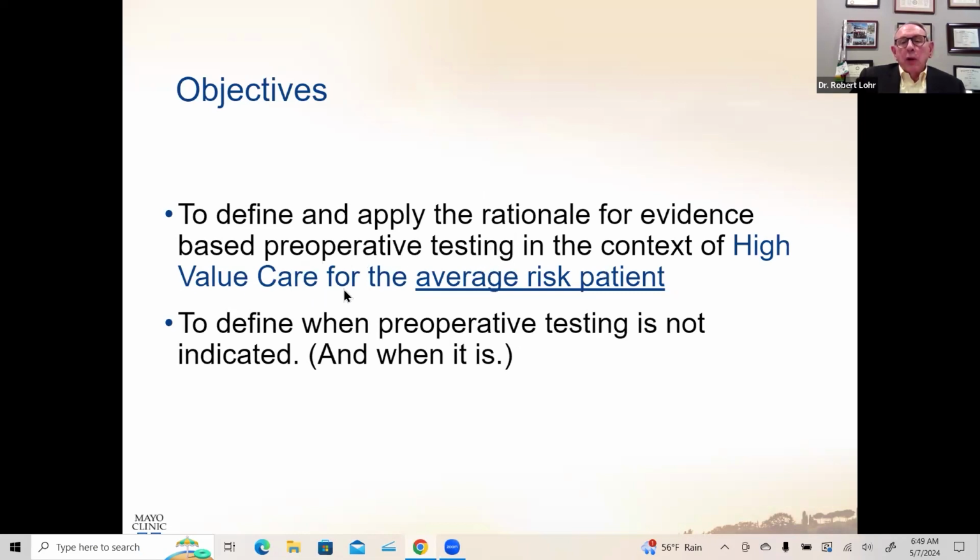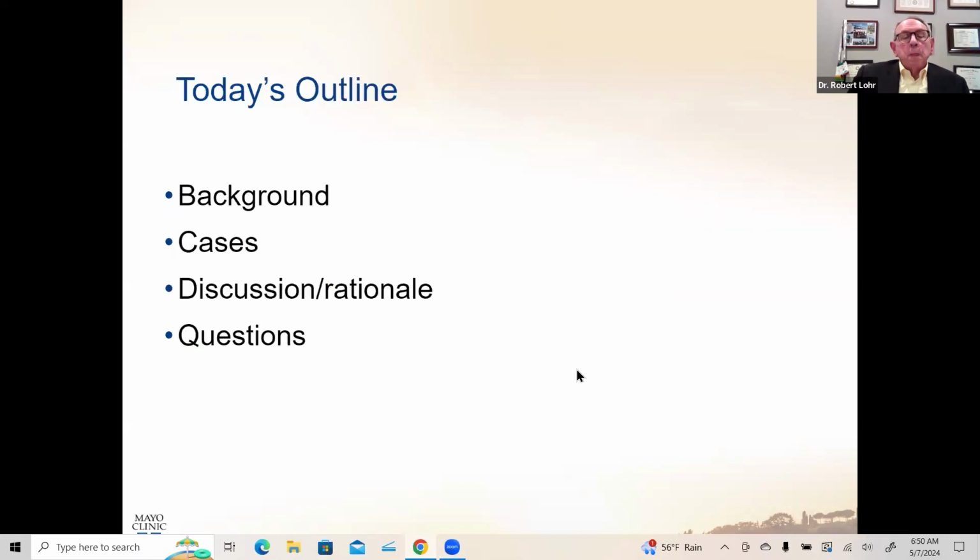Our objectives today are to define and apply the rationale for evidence-based preoperative testing in the context of high-value care, and importantly, for the average risk patient. We'll talk about situations where patients are not average risk and may need more testing and evaluation. And in a couple of weeks, we're going to be talking primarily about the cardiovascular aspect of that. So we'll try to define when preoperative testing is not indicated and when it is.